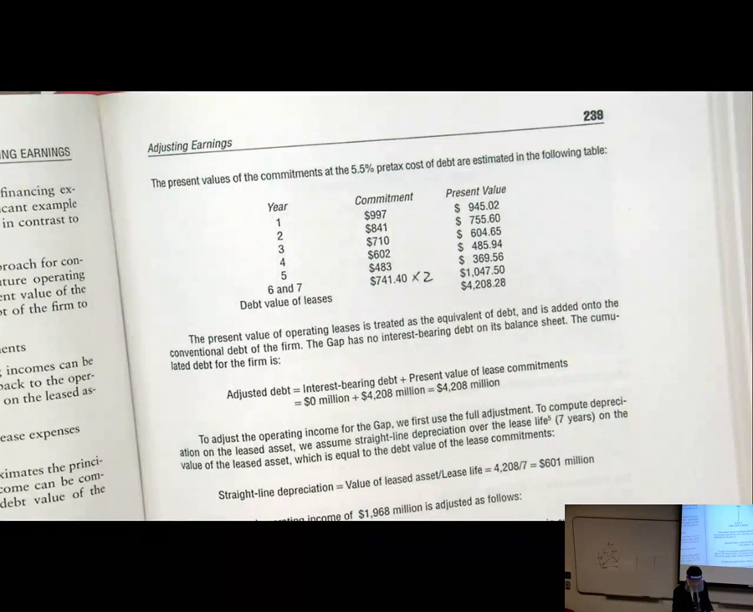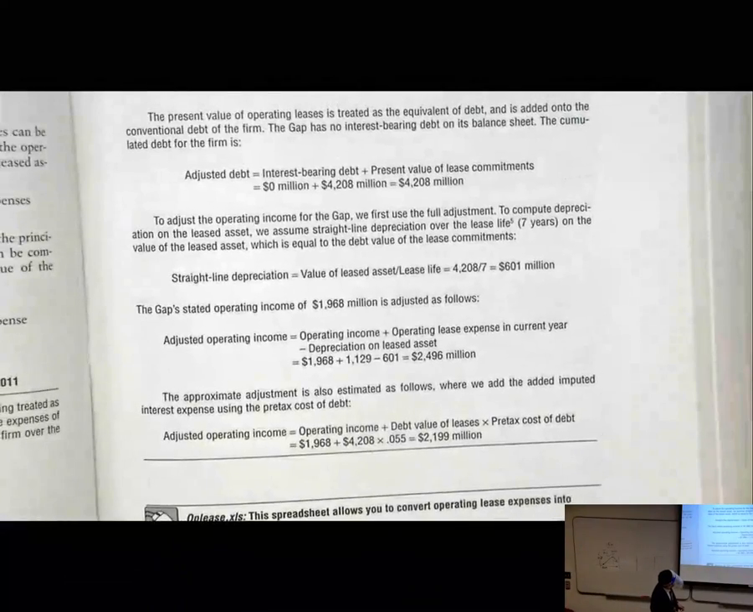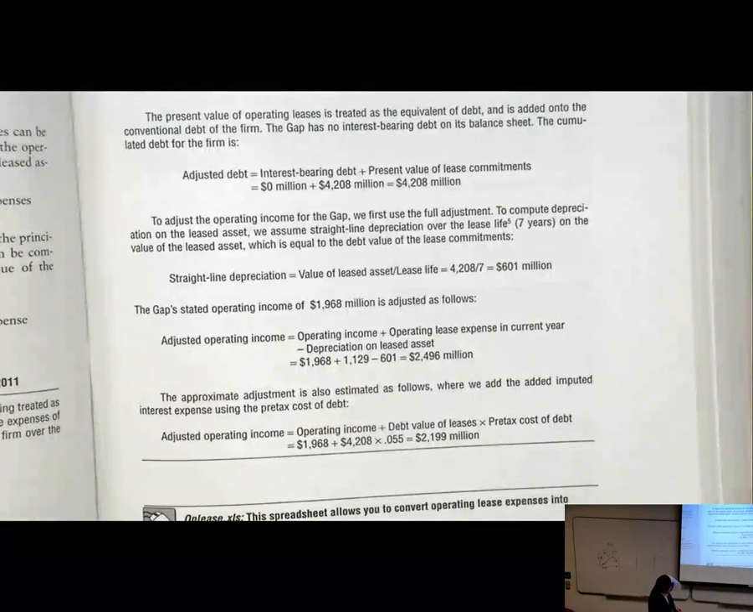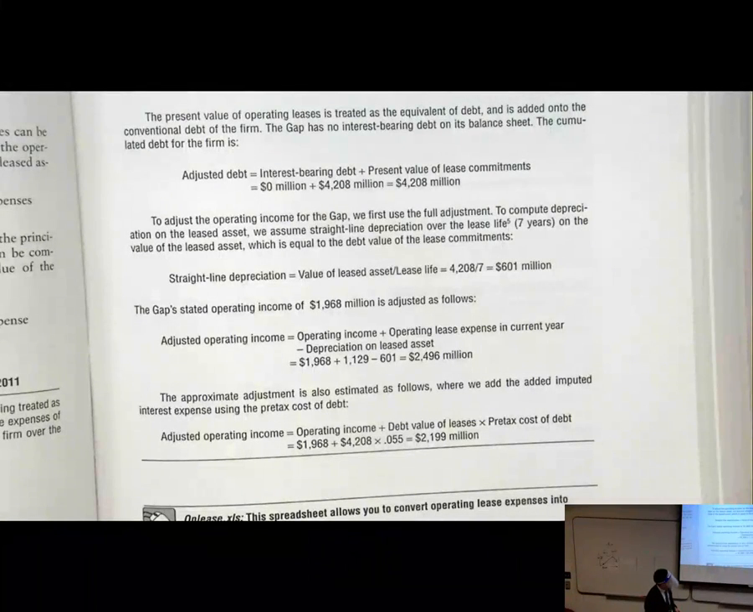I mean, it's not in the statement, but actually it should be, and it's a pretty significant part of your balance sheet. And so on your debt, you add $4.2 billion. On your assets, you add $4.2 billion. And on the earnings, let's say you do straight-line depreciation. Seven-year straight-line depreciation. So every year, the depreciation would be $600 million.